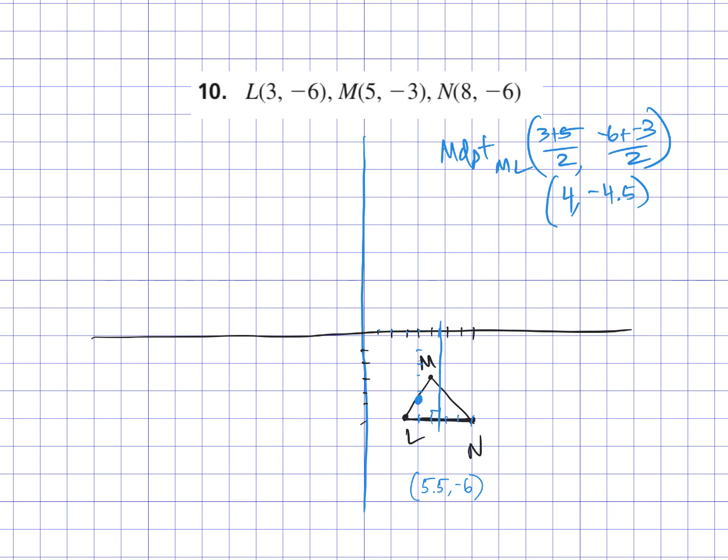There. Now, how do I draw this? I need the slope of ML, which is going to be rise over run. So 1, 2, 3, and over, say up 3 and over 1, 2. So 3/2, so the perpendicular slope is negative 2/3. So from my midpoint, I go down 2. So 1, 2, and over 3. 1, 2, 3.